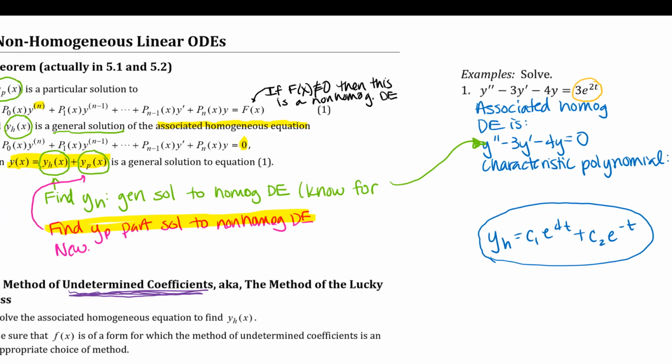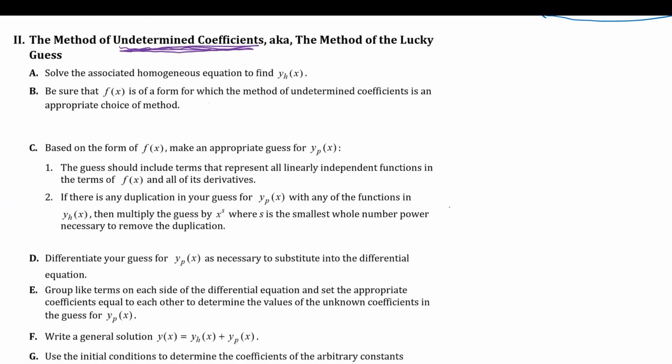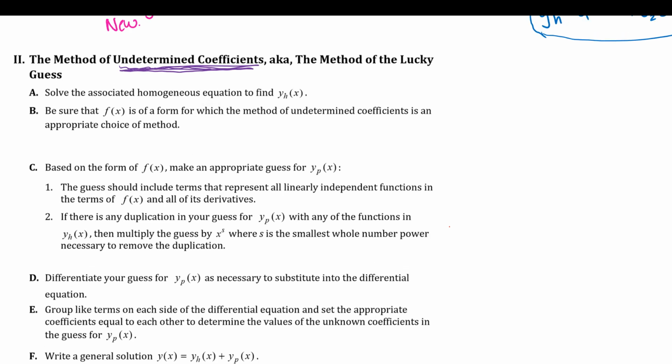All right, so let's look at the rest here. So that was pretty easy. Finding the yh was pretty easy for this problem. All right, next it says be sure that f of x is of a form for which the method of undetermined coefficients is an appropriate choice of method. So the question is, how do you know when it's an appropriate form? And essentially, you can do that with the next step here. So let's talk about that, and then I'm going to come back up here and write something down.